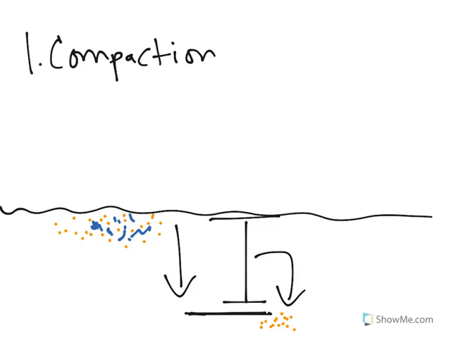So compaction is where we're taking an object and we're making it occupy less space, right? So we're compacting it with pressure. In this case, it's the burial pressure, right? So we would start out with grains that maybe look like this, and then under compaction, they're much closer together.